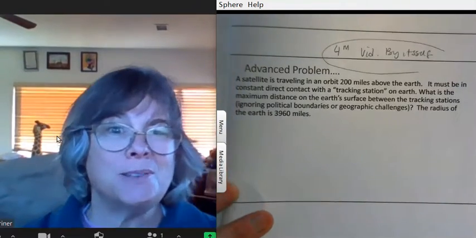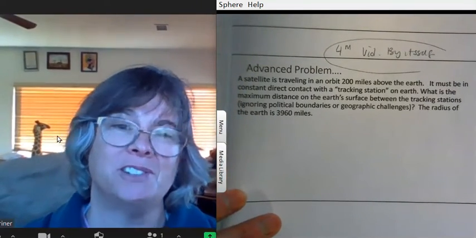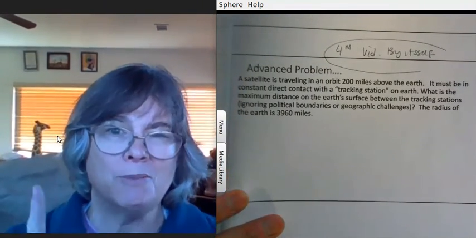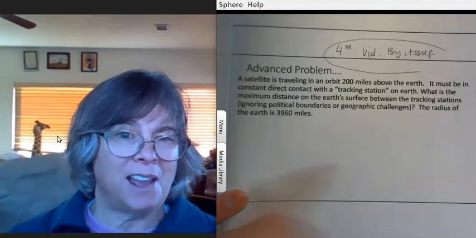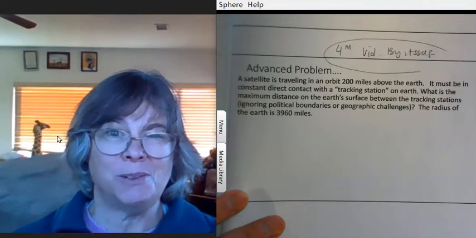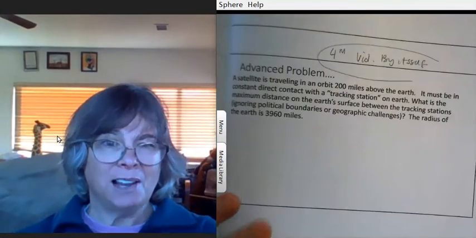So what's amazing about this problem is how many different topics are included. One problem. Let's look at it and see what we know and see what we can do. So we've got a satellite, real world problem.